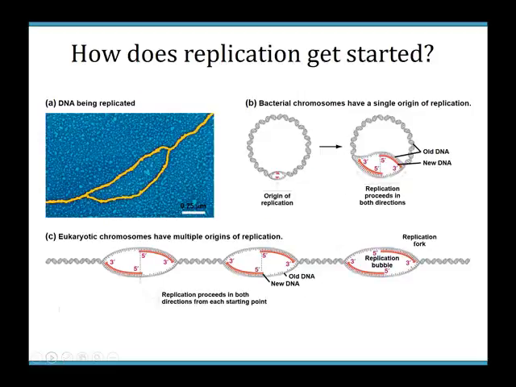So here's a long eukaryotic chromosome. Remember, our chromosomes are just really, really long lines of DNA that are highly compacted during mitosis.